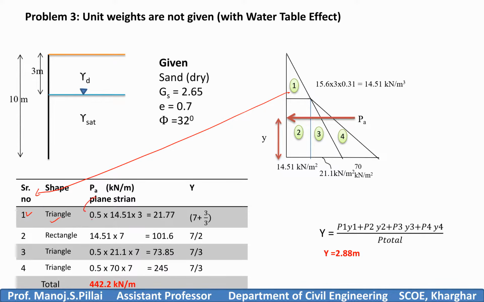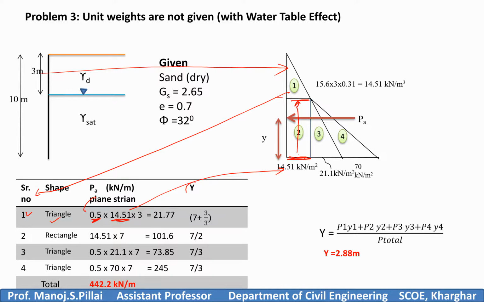Now the PA is what? Area of this figure, that is half. I am taking it as 0.5 into base. What is the base of the triangle? Look at this, this base will come, for the triangle also the same, that is 14.51 into 3. You can see it from here, into 3, right? You will get some value.